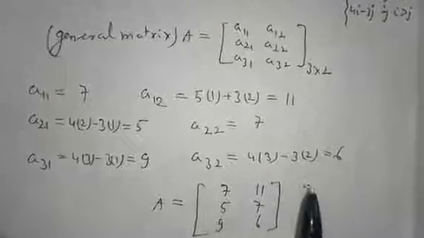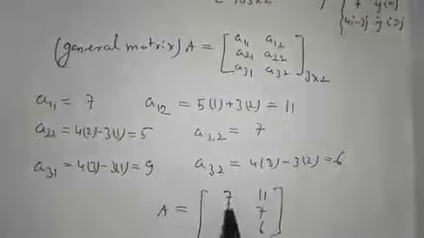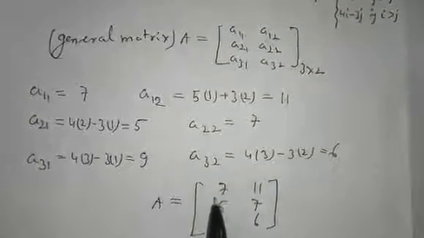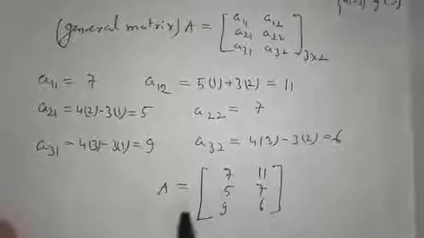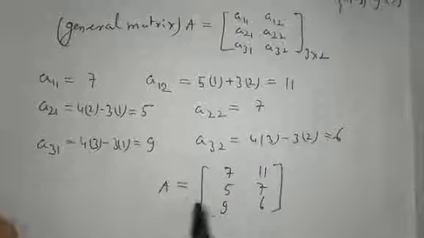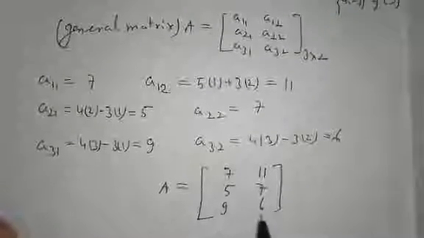In this way we have the values of all the 6 elements. After that we put all the values in their corresponding positions. In this way we get the final matrix A equal to 7, 11, 5, 7, 9, 6.